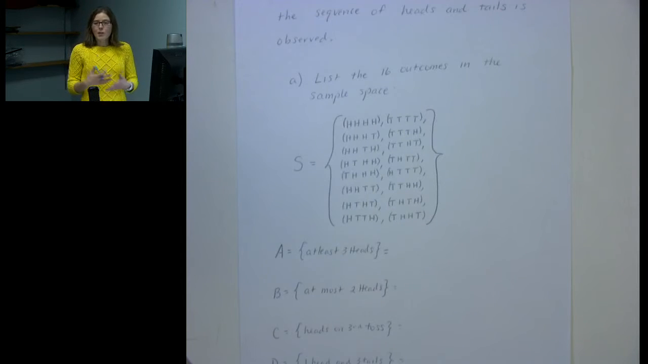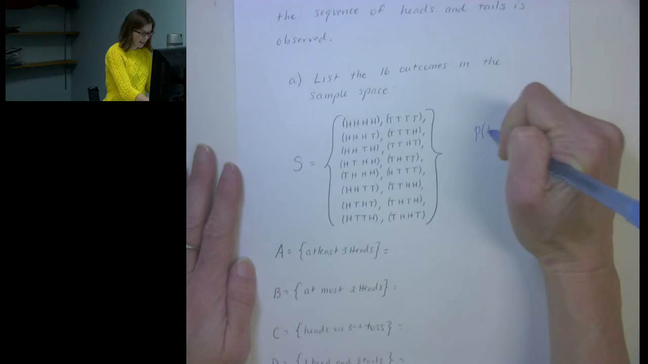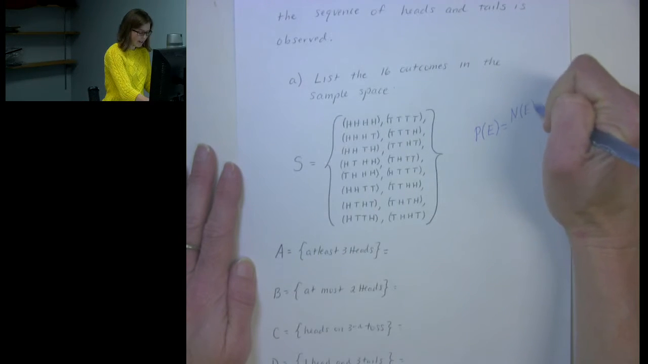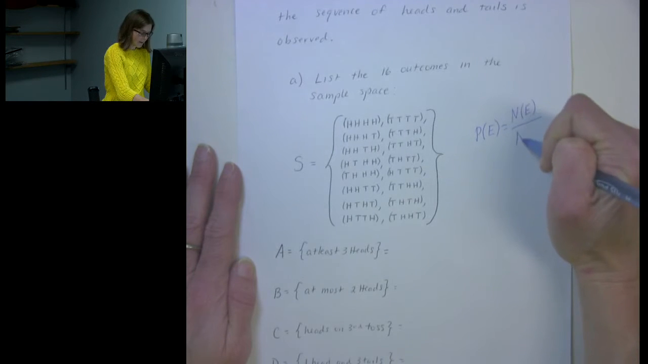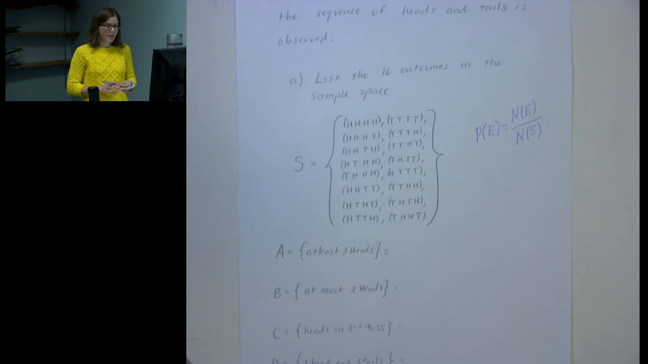Now, because we have equally likely outcomes, the way we're going to assign probabilities is by counting how many outcomes are in each event that we are trying to calculate the probability of. So the probability of event E is going to be the number of outcomes in event E divided by the number of outcomes in the sample space. So the way to get started with this is to think about A, which is having at least 3 heads.